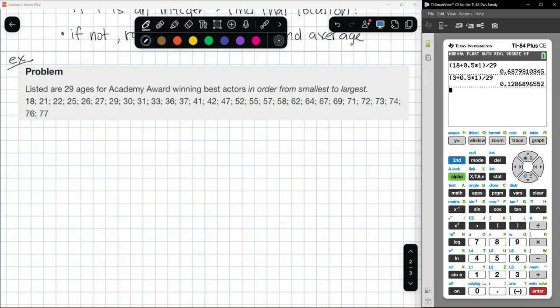So for this example, I just had a brain fart. Give me a second.